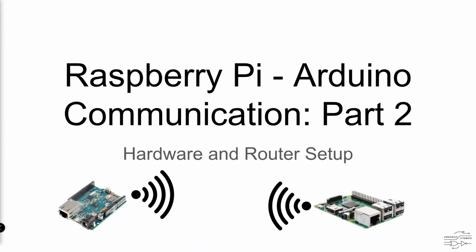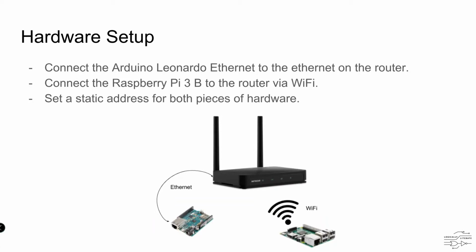In this video, we're going to talk about the hardware setup and network setup for the Raspberry Pi to Arduino communication project. This diagram here shows one possible configuration that can be done. However, for the purpose of this tutorial, I will be replacing the Raspberry Pi communicating over Wi-Fi to the router with my PC plugged in via Ethernet.